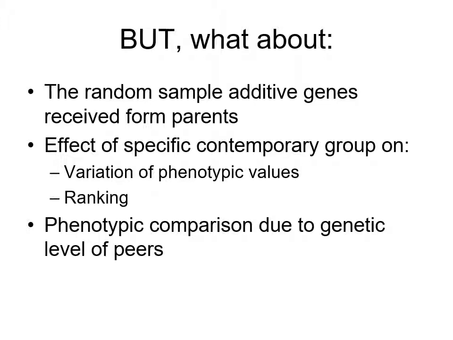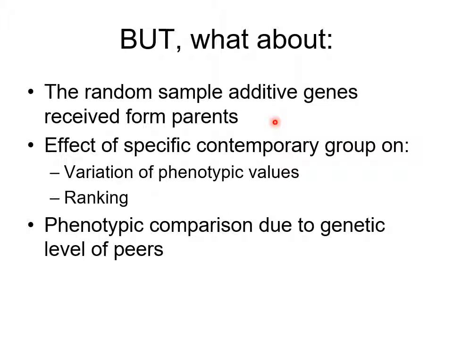So we also have to ask some questions about the way that we just used to predict these breeding values. The question one can ask is, what about the random sample of additive genes received from parents? So in the examples we used up till now, especially the first one, we didn't consider the possibility that each of those animals received a random sample of additive genes from each of the parents. So that is negated in the way that we did that prediction.